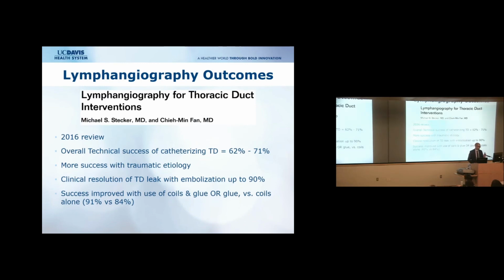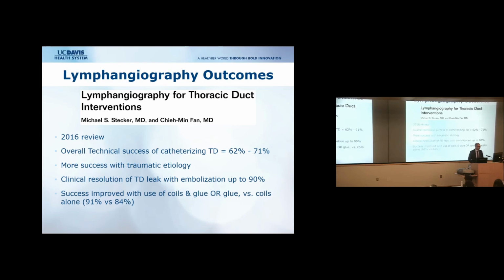But this is a 2016 review of lymphangiography for the thoracic duct and intervention for thoracic duct leak. The overall technical success is somewhere between 62 and 71%. And that again is catheterizing the thoracic duct. That's not being able to intervene. But it seems like the catheterization of the thoracic duct is the limiting factor in this, and I'll show you a video of that in just a second.